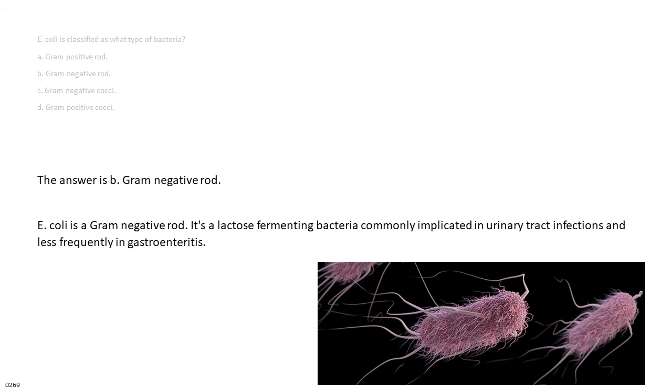The answer is B. Gram-negative rod. E. coli is a gram-negative rod. It's a lactose-fermenting bacteria commonly implicated in urinary tract infections and less frequently in gastroenteritis.